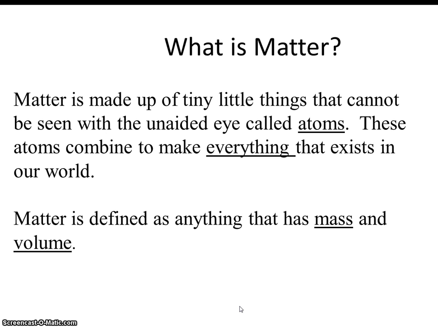Matter is made up of tiny little things called atoms. You can't see atoms with the naked eye. We use microscopes, special atomic microscopes, to be able to see these things. Atoms combine to make everything we have in our entire world. Now, matter again is defined as anything that has mass and volume.